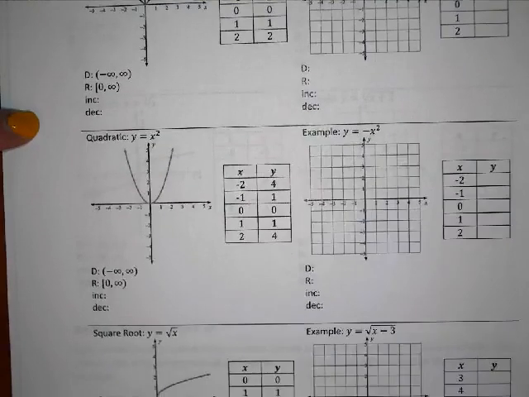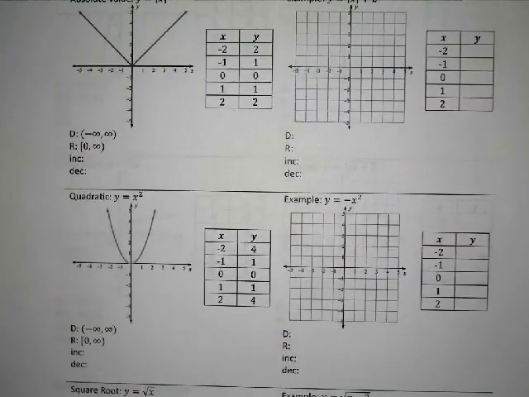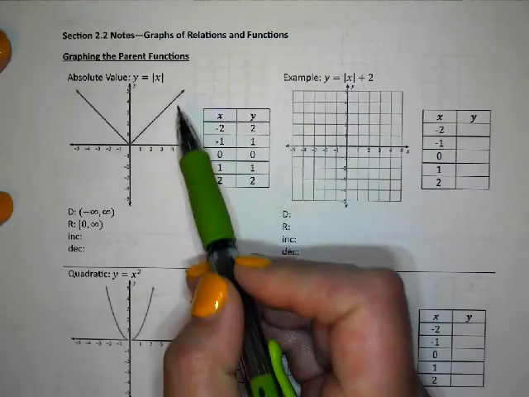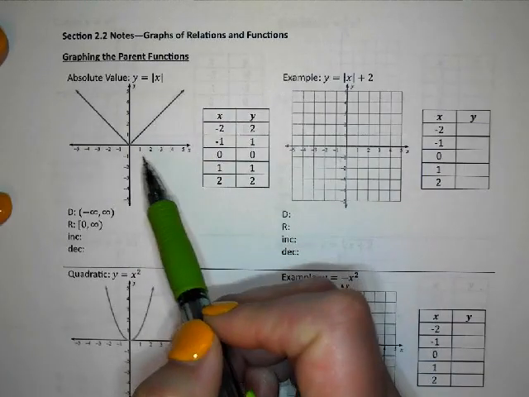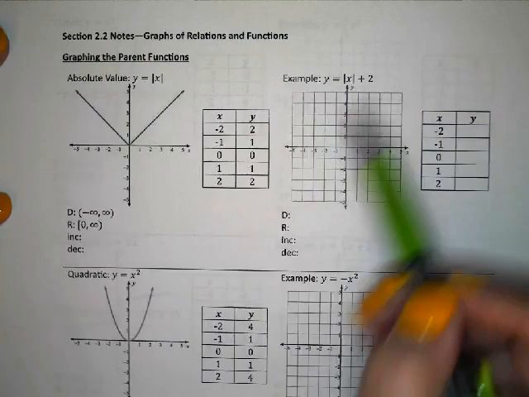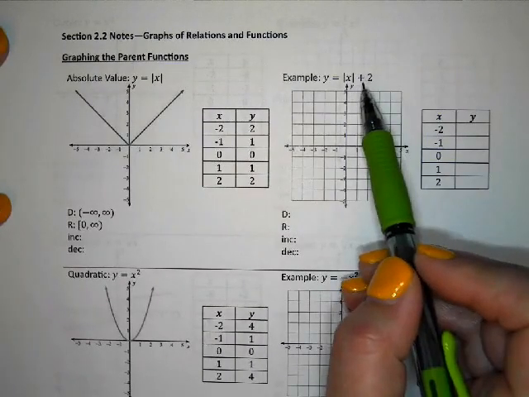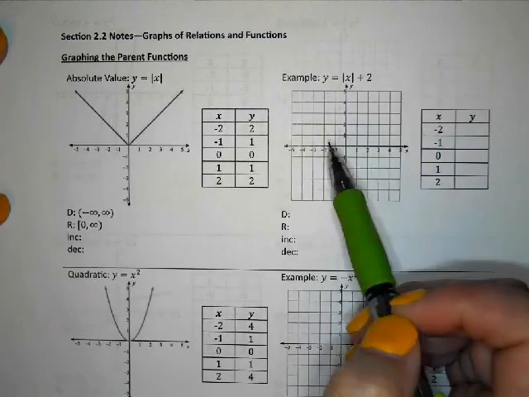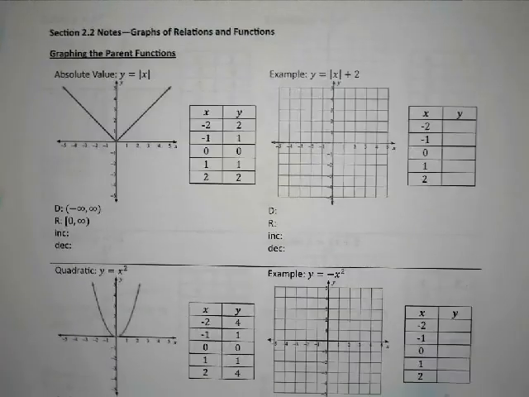So our parent functions are absolute value, quadratic, square root, cubic functions, cube root functions. Later on we'll learn about rational functions, logarithmic functions, etc. So what we're going to do with these parent functions is we're going to start with the graph that I have graphed for you and a table of values that I've given you, and then we're just going to shift the graph a little bit and make sure that we can create our own table of values and still graph the function and find the domain and range.